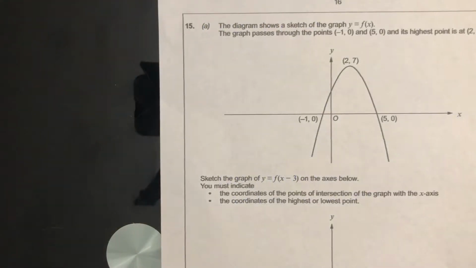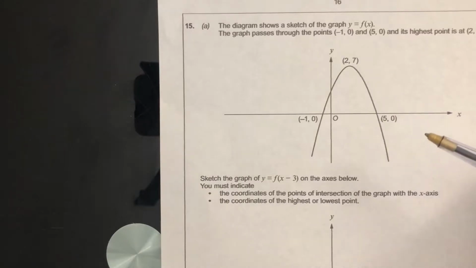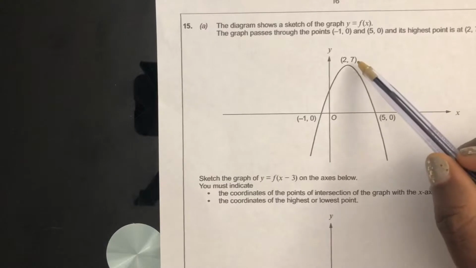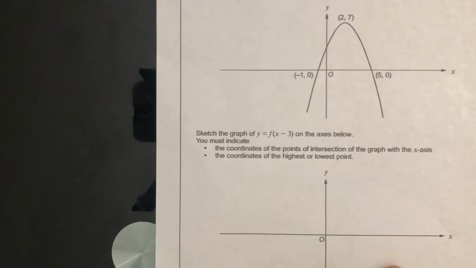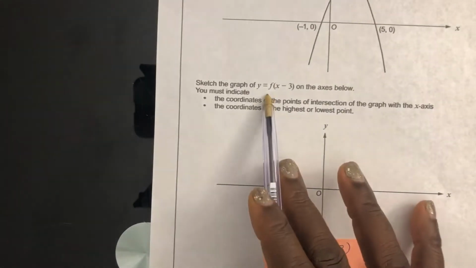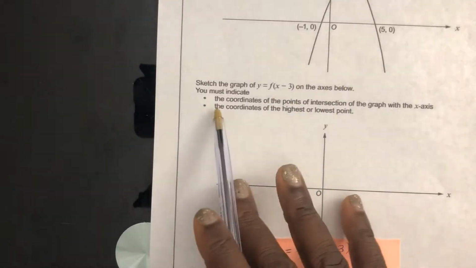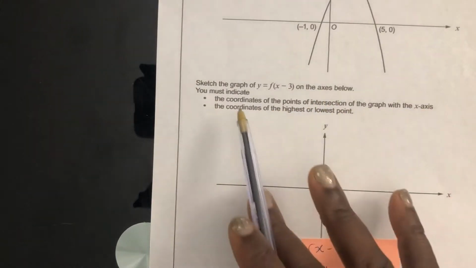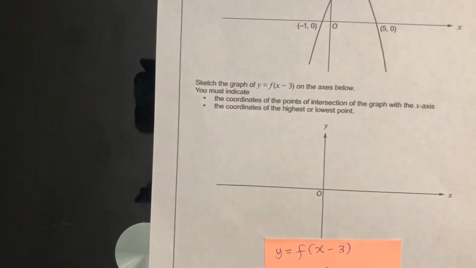Okay, question 15 says the diagram shows a sketch of the graph y is equal to f of x. And the graph passes through the points minus 1 and 0, 5 and 0, and the highest point is 2 and 7. And it wants us to sketch y is equal to f of x minus 3 on this axis, yeah? And we must include the coordinates of the points of intersection of the graph with the x-axis and the coordinates of the highest or the lowest points.